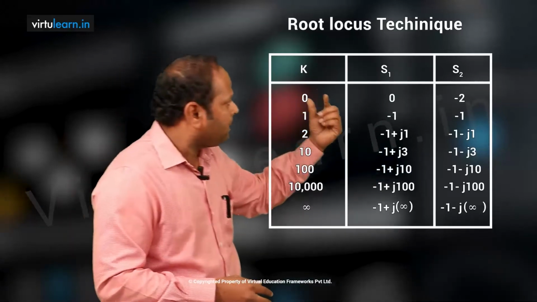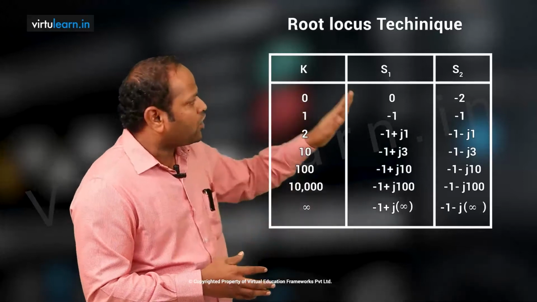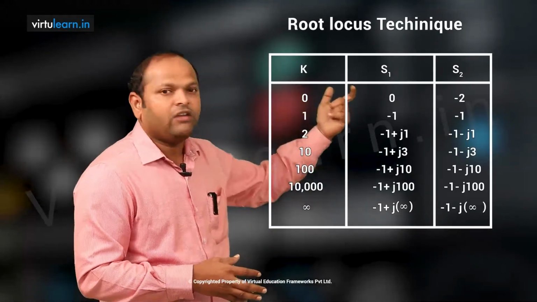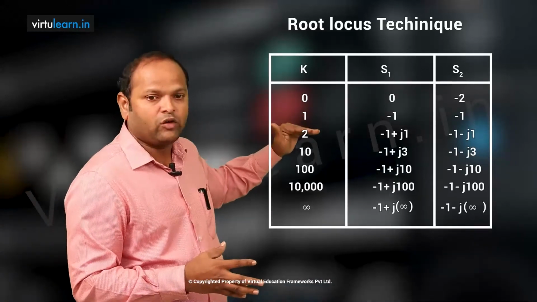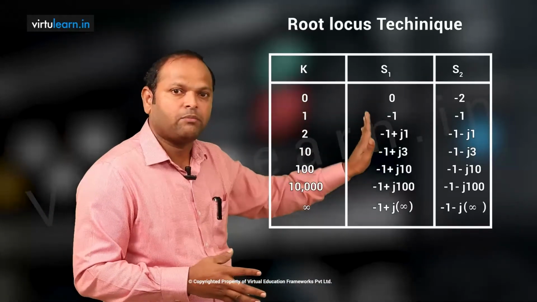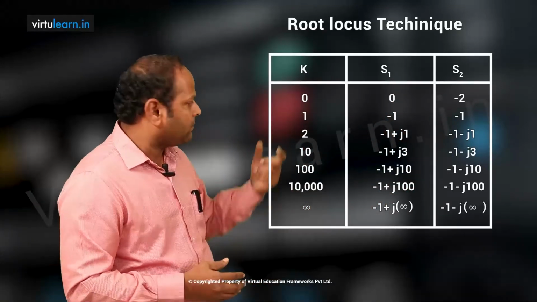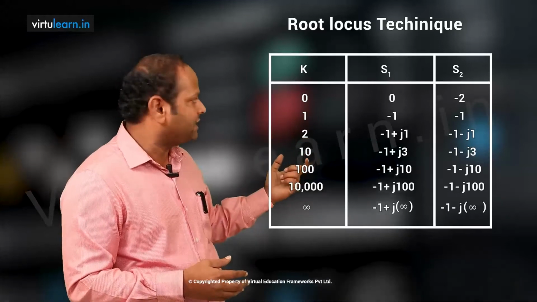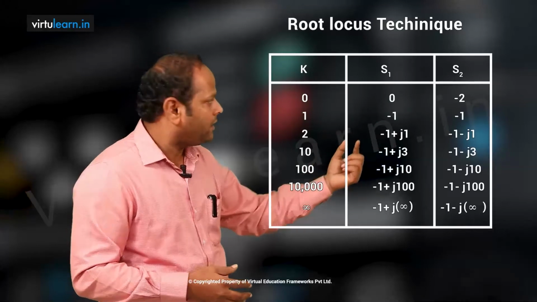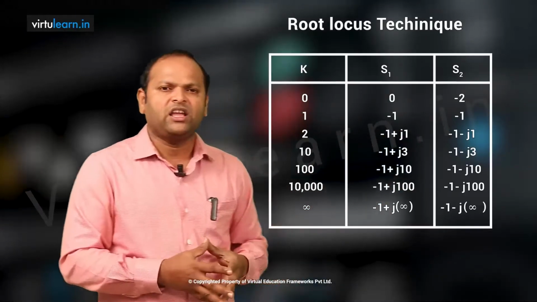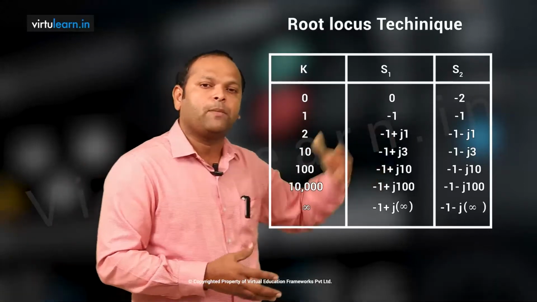Then you will be getting s as minus 1 plus j3, minus 1 minus j3. So when the roots are complex, they always come in pairs. For example, if you substitute 100, you will get minus 1 plus j10, minus 1 minus j10. And when you substitute a large value, for example 10,000, we will see what we get. Minus 1, the real part is the same, plus j100, minus 1 minus j100. Even if you substitute infinity, you can imagine that it will be minus 1 plus j infinity, minus 1 minus j infinity.